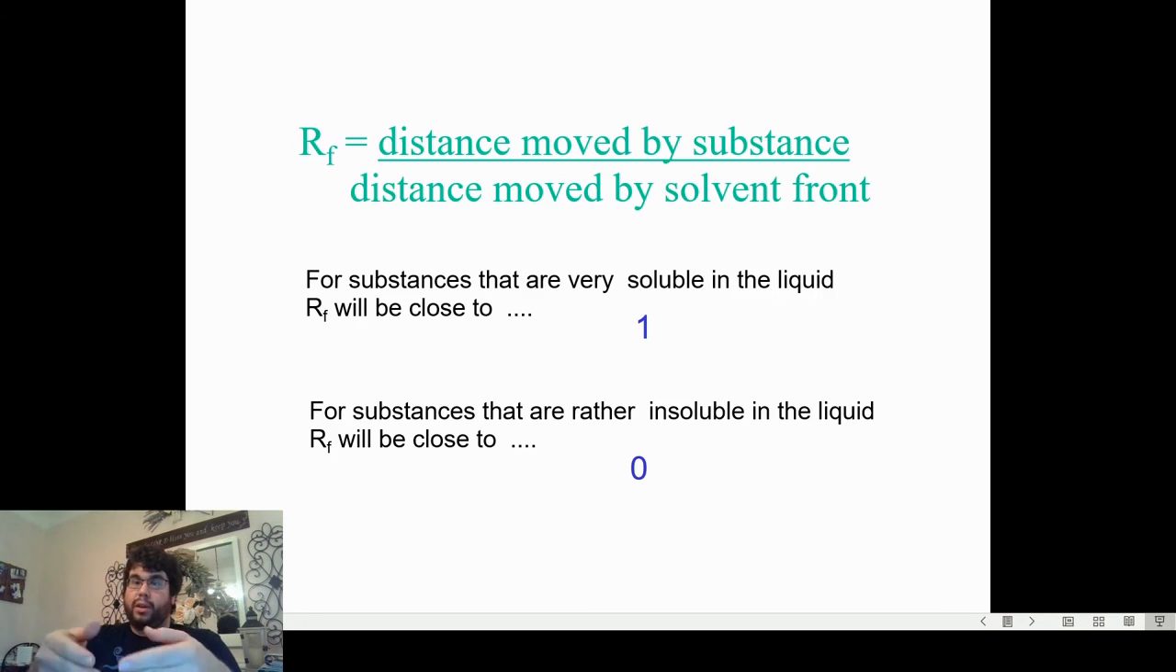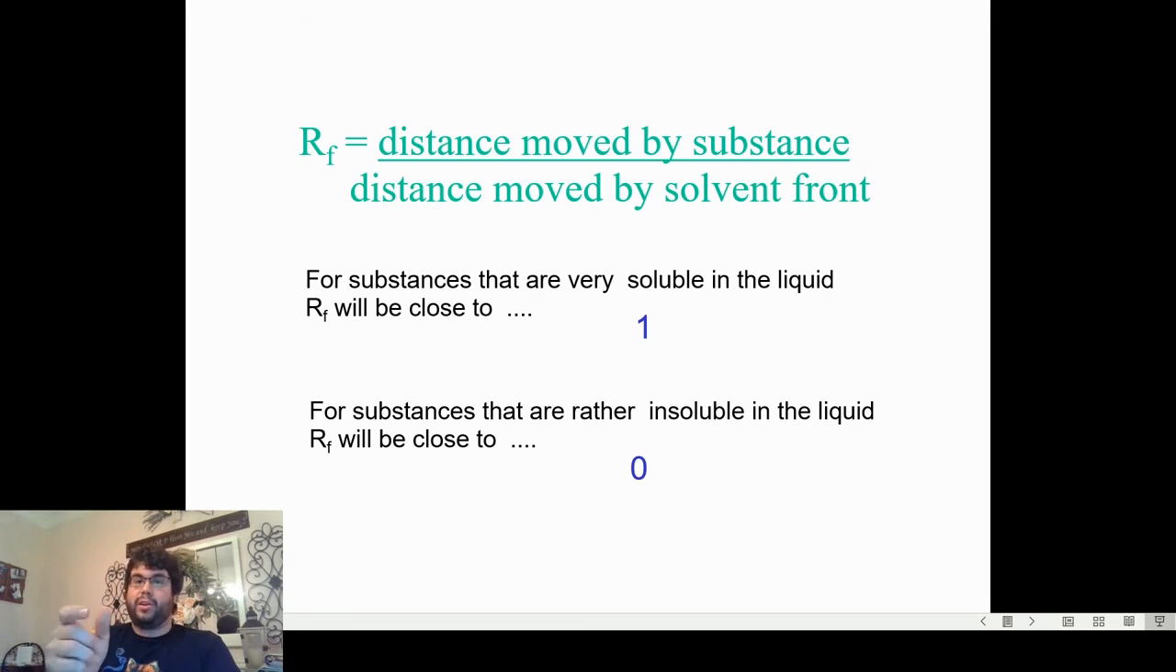And so the H2S will be moved up the paper better than something that's non-polar, like a wax or a fat or hexane or something like that, so C6H14. Did I do that right? I don't think it's right, but you know what I mean.